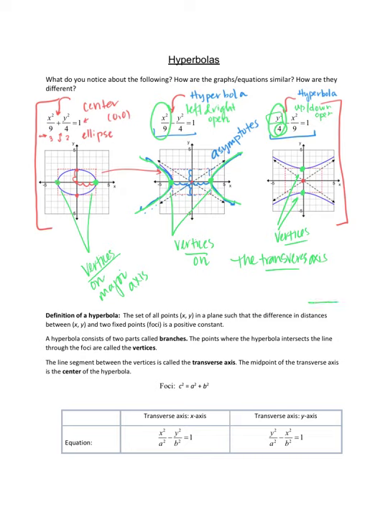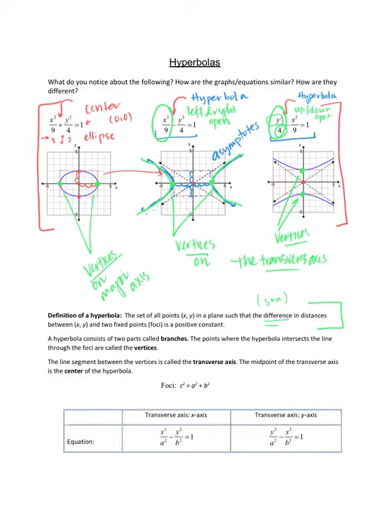So the hyperbola is defined to be the set of all points in a plane such that the difference in distances from 2 fixed points is constant. That's slightly different from the ellipse. The ellipse said the sum. So that makes sense, that within our equation we have that subtraction going on.